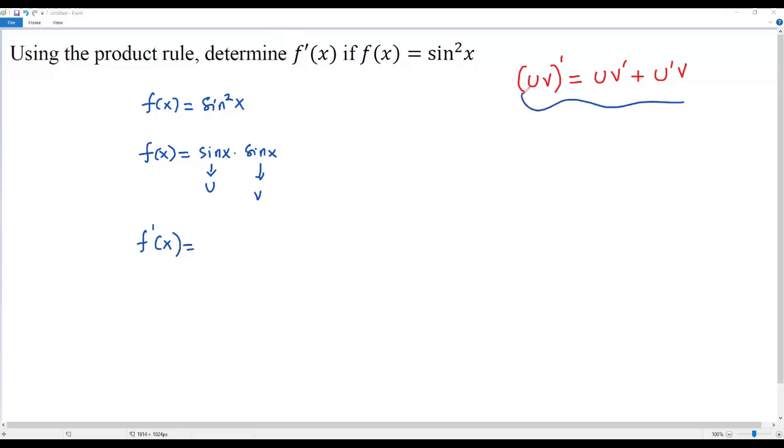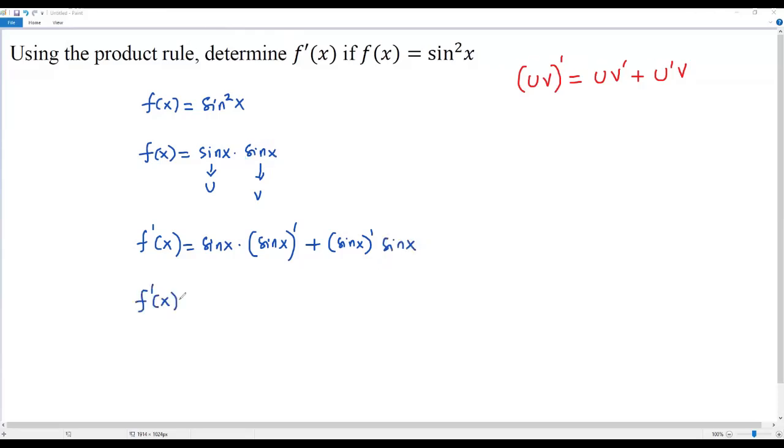According to the product rule I explained, I keep the first variable u as it is. That is, I keep the first sin x as it is. Now I take the derivative of the second variable, that is sin x prime. Now I take a positive sign. Then I take the derivative of the first sin x, that is sin x prime, and keep the second variable sin x as it is.